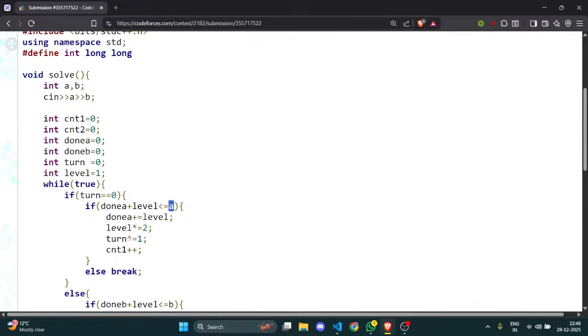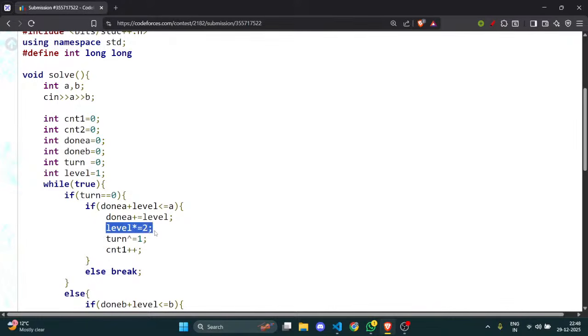So how do we move further? First of all, count 1 increases by 1 because we increased one layer by type 1 of cake, and turn changes from white to black. So turn XOR 1 means if it was 0 it becomes 1, if it was 1 it becomes 0. I am XORing turn by 1, which means switching black to white and white to black. And level is multiplied by 2.